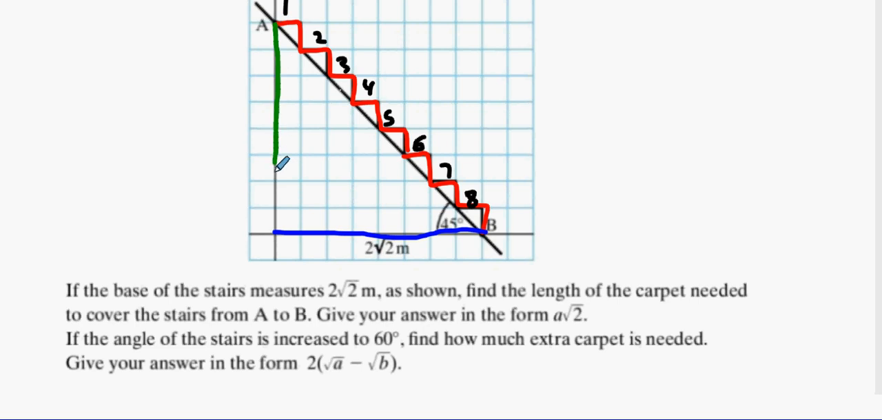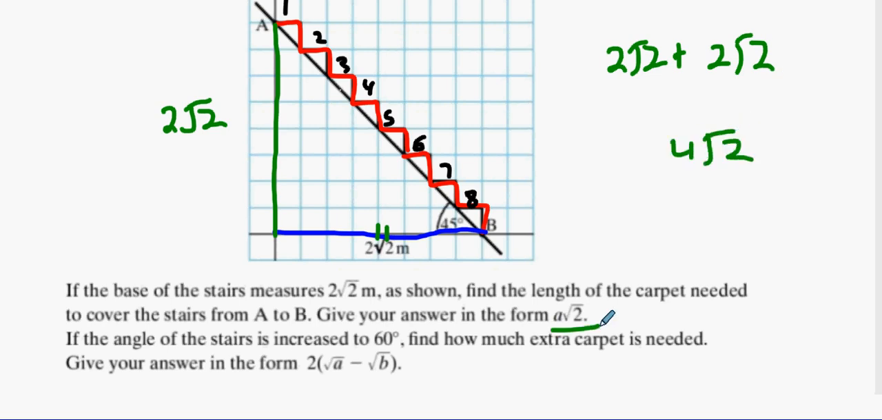I haven't made a single mistake yet. It's 45 degrees, so both the opposite and the adjacent are the same length, don't they? And as we discussed earlier, the horizontal pieces equal the blue part, and the vertical parts equal the green part. Is that alright? So you just add them together. You get 2 root 2 plus another 2 root 2. And what's your answer? Happy days. That's your answer. Done. It's the first part.